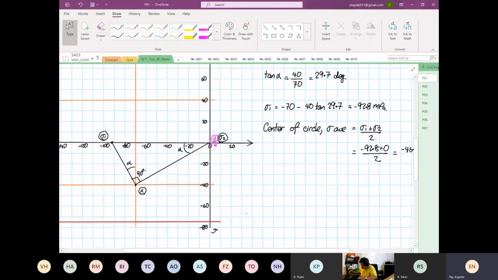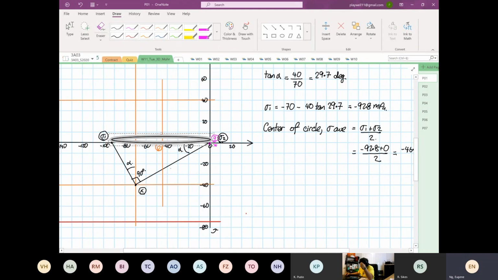Okay, so 46.4, I'm going to eyeball this. So 46.4 is somewhere around here. Okay. Right. So this is our stress average point. Okay. Right. So if you have a protractor or a compass, you can start sketching your Mohr circle. So that is over here up to here.